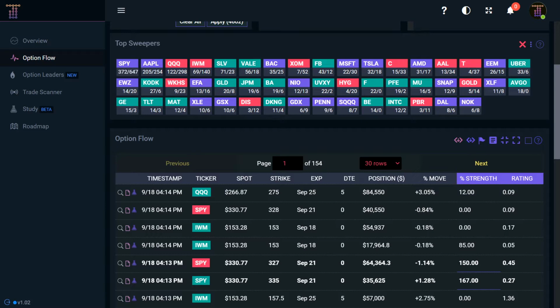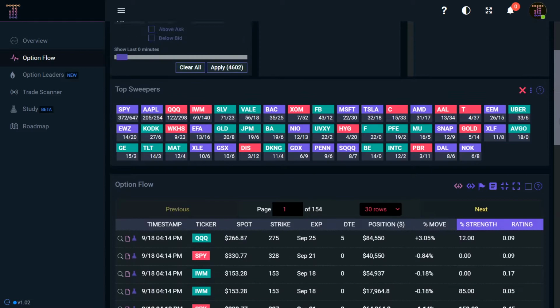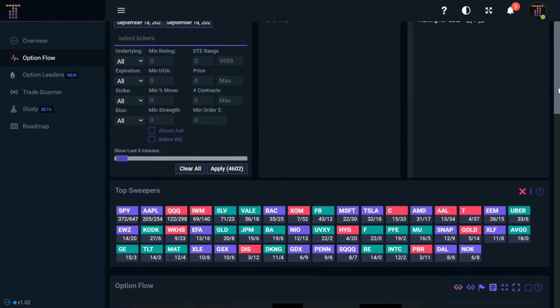Trade UI is basically a visualization of option sweeps and options flow, and gives you an idea of where big money is putting their money. I have tutorials on that if you want to check them out. I'll link them in the description below.